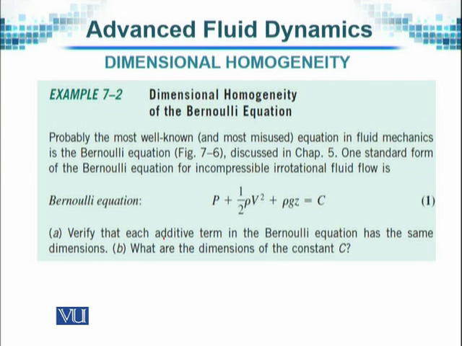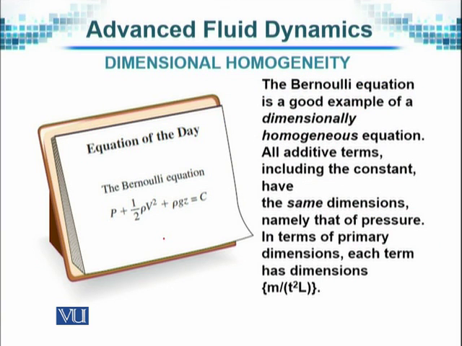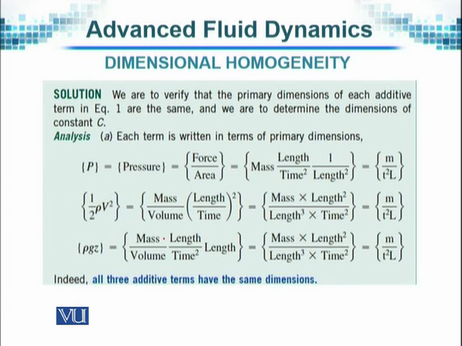Verify that each additive term in the Bernoulli equation has the same dimension, and what are the dimensions of constant C. So the right hand side should have the same dimension as each term on the left hand side, because that's the rule of the game. If it is not so, we have a problem. So for Bernoulli's equation as written, P plus half rho V square plus rho GZ, the dimensions can be calculated, which is not very difficult.